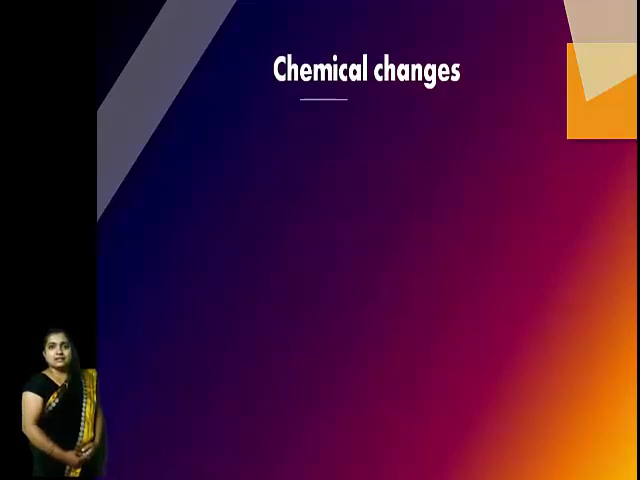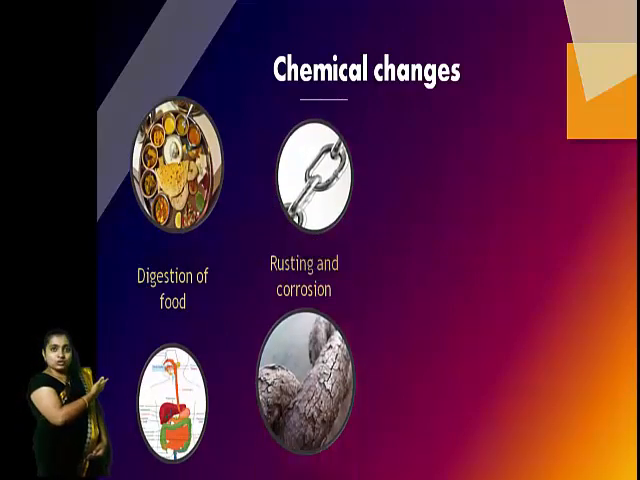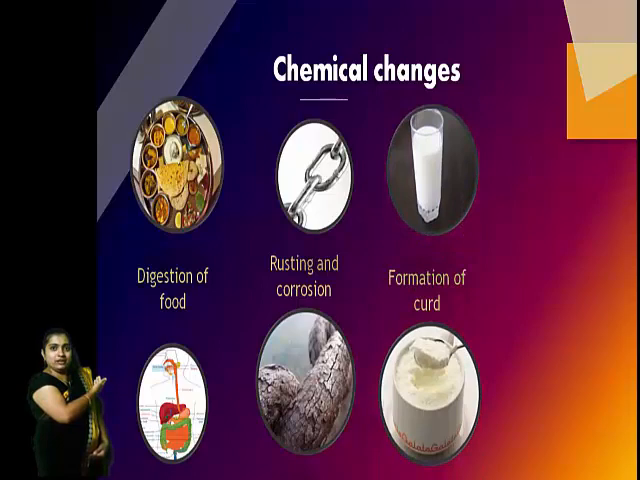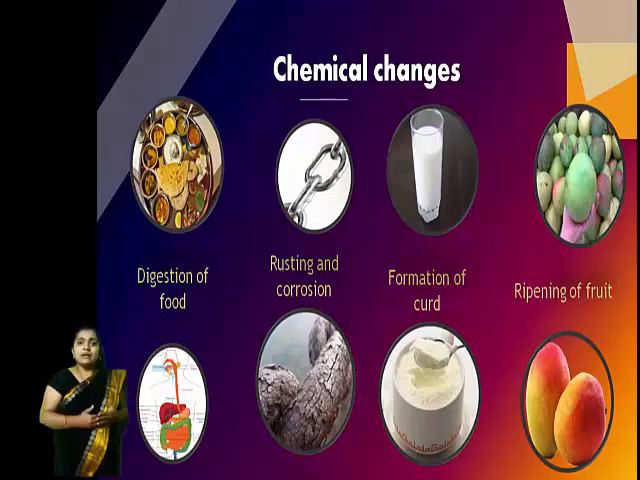Chemical changes. So let's see some examples of chemical changes. Digestion, corrosion, that is rusting of iron, formation of curd and ripening of fruit. So from these examples, we can say that chemical changes are those changes in which physical and chemical properties are changing. In a chemical change, atoms or molecules arrange in such a way that a new substance is formed having different physical and chemical properties.